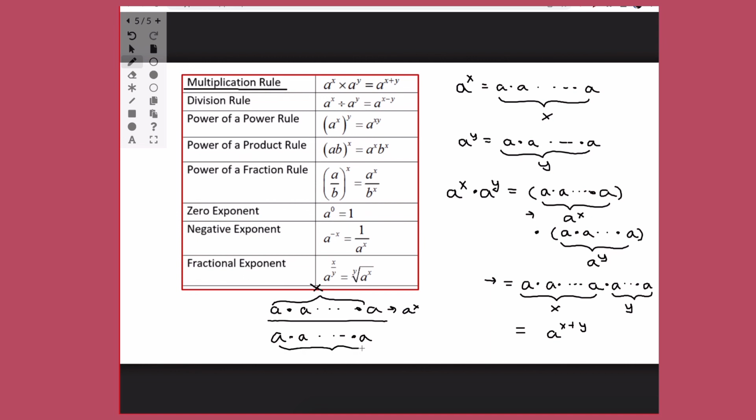Which is y times. And then basically the thing here is we know that there's y a's on the bottom and there's x a's on the top. So you just cancel out the a's that are on the bottom with the a's on the top. And then since here we canceled out y of the a's, we're left with x minus y a's on top. So this is just a to the power x minus y.